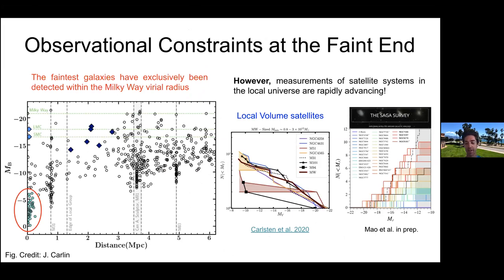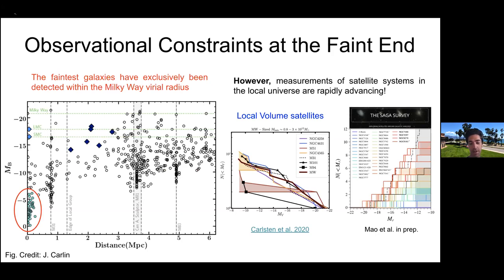Hi, everyone. I'm Ethan Nadler. I'm a grad student at Stanford, where I work with Risa. I'm going to talk about some attempts to model the faint end empirically, and in particular, I'm going to try to connect some of the dots we've heard about from the hydrosim perspective with empirical models.